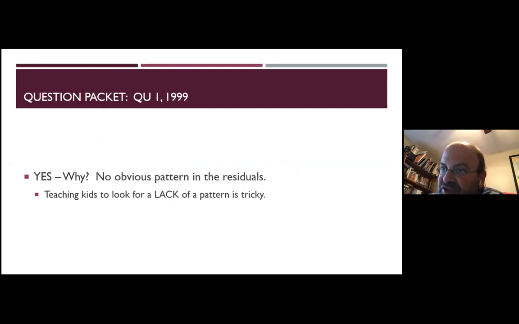Here we see nicely scattered residuals, and this is always very tricky because you are looking for the lack of a pattern. Those classic patterns are the up, down, up, or the down, up, down pattern, which might lead us to believe that the data would be better explained with some sort of a curve.